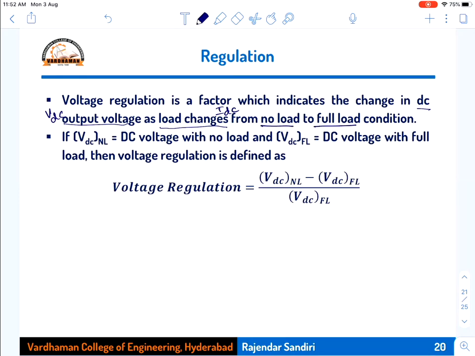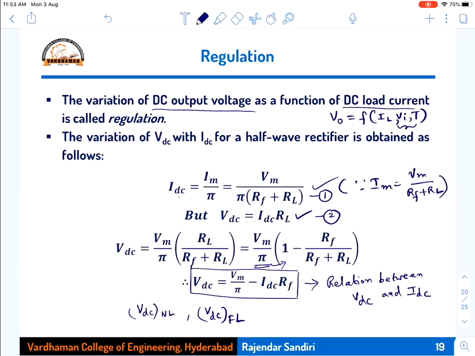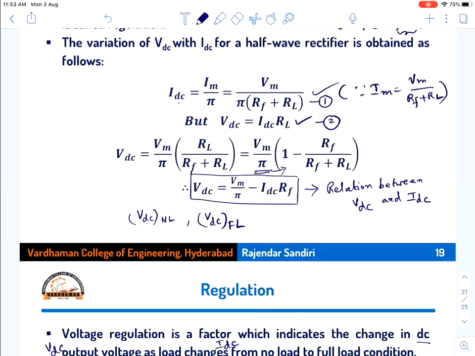So no load is one condition, full load is another. VDC no load is the DC voltage with no load, and VDC full load is the DC voltage with full load. So we will calculate VDC no load and VDC full load. VDC no load means IDC is equal to 0. Load is not there, so it is an open circuit, and the current will be 0. So when IDC is equal to 0, we call that VDC no load.